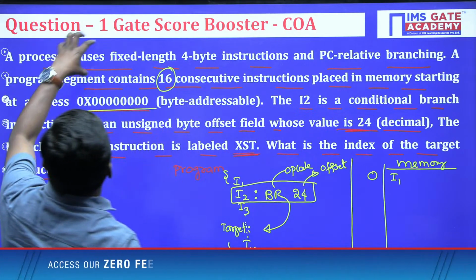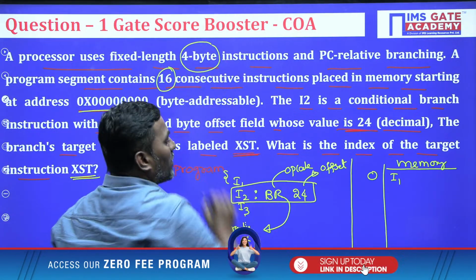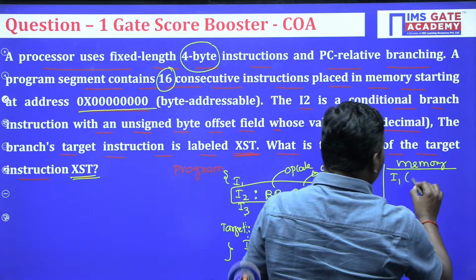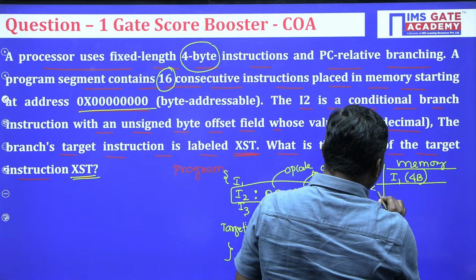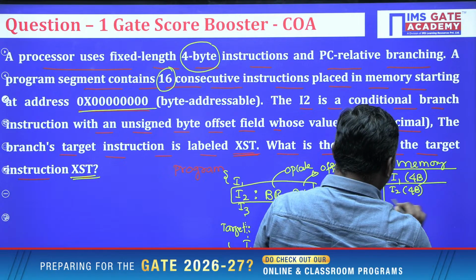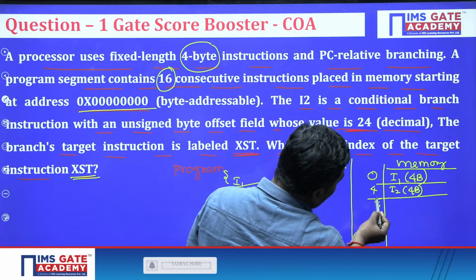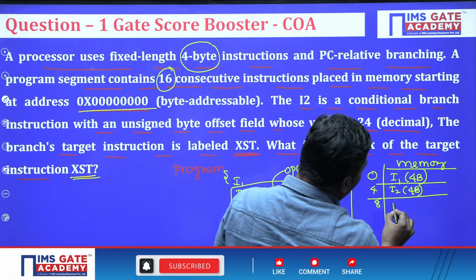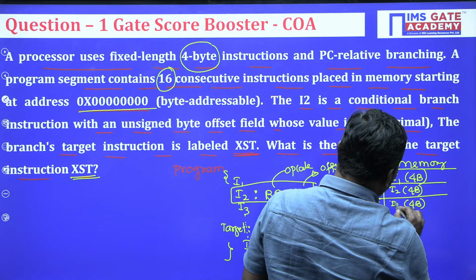Now a processor uses fixed-length 4-byte instructions. Each instruction size is 4 bytes long, so I'll be writing this as 4 bytes long. Now the second instruction starts from 4 only. Instruction I2 is also 4 bytes long. So addresses 4 to 7 are the I2 instruction. Now in decimal address, I3 will start from 8. This is also 4 bytes long, correct?